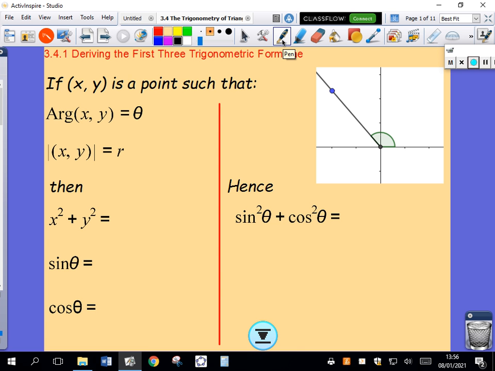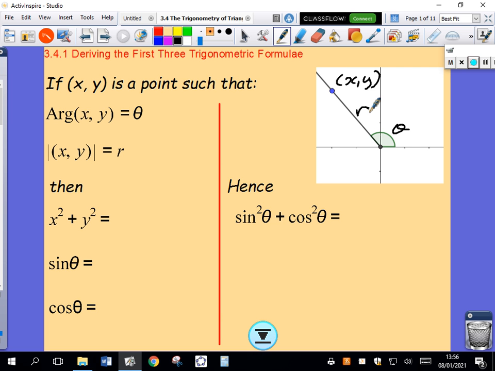I'm going to start with just making sure we understand a few basic details, and then we're going to derive what we call the Pythagorean identity. Sine squared theta plus cosine squared theta is always equal to 1. So suppose x comma y is a point up here, that's my point, such that its argument is theta, so I'm calling this angle here with the top side of the positive x-axis, theta. And its absolute value, or its modulus, is r. That distance in there is r.